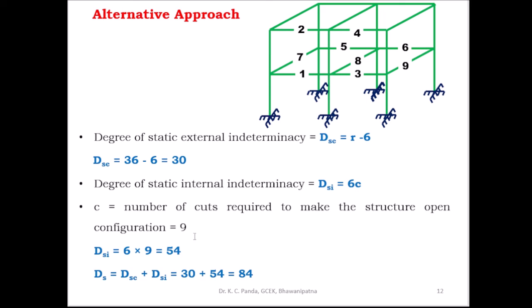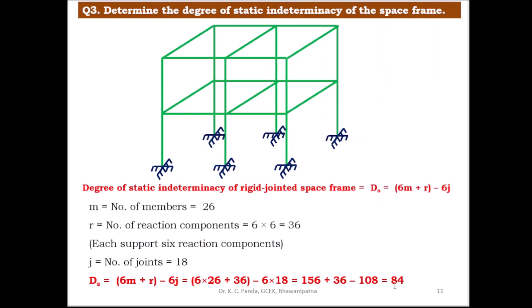So C is equal to 9. So DSI is equal to 6 into 9, that is equal to 54. Then you can find out the DS, the degree of static indeterminacy, that is equal to the degree of static external indeterminacy plus the degree of static internal indeterminacy. The degree of static external indeterminacy is equal to 30 and the degree of static internal indeterminacy is equal to 54. 30 plus 54 is equal to 84. Here also you got 84.